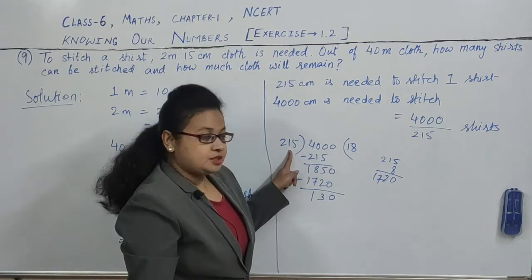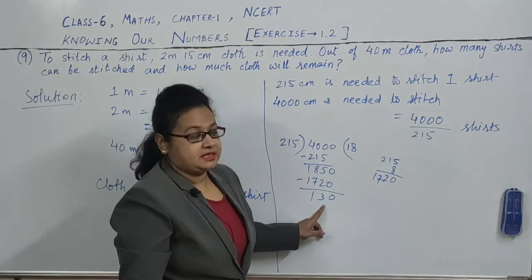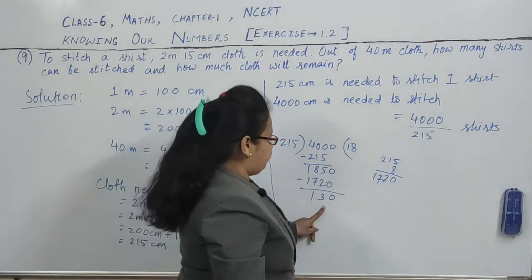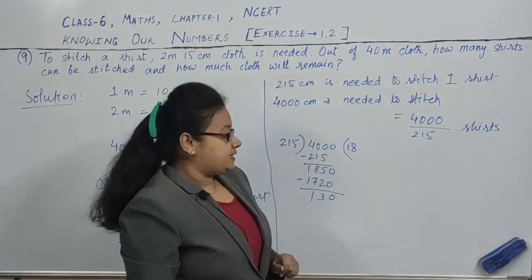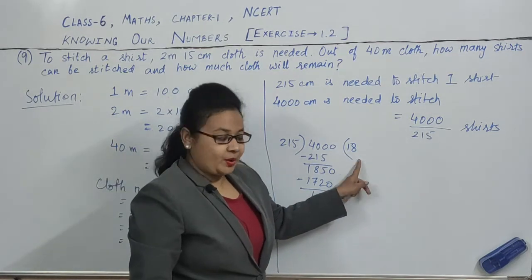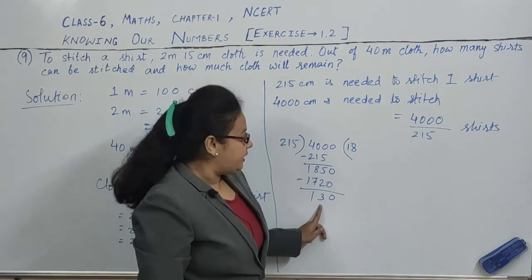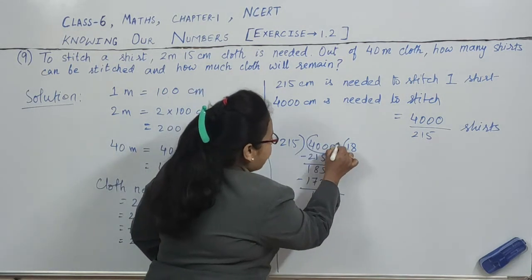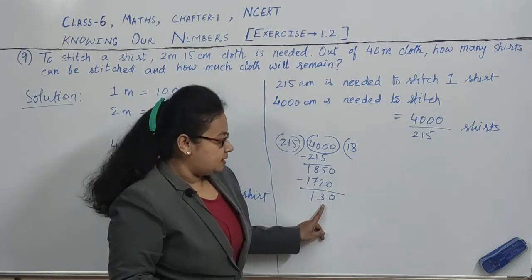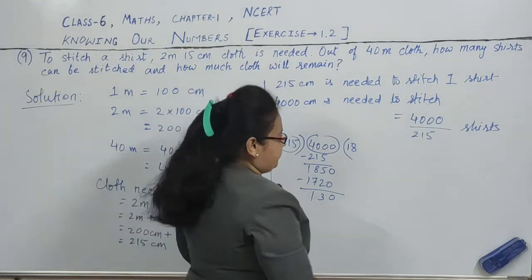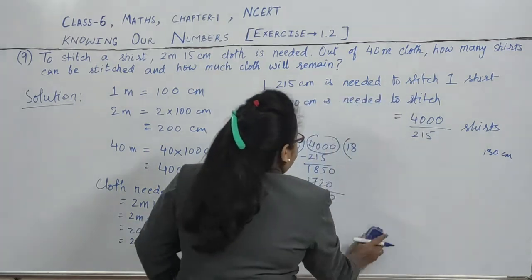This is less than this, so the remainder is this. Now we cannot do any further division because the remainder is smaller than the divisor. Right? So this is the remainder. It means 18 shirts can be stitched. And how much cloth will remain? 130 centimeter cloth will remain, because this 4000 is also in centimeter. So the cloth remaining is 130 centimeter, right? So we will write somewhere that 130 centimeter cloth is remaining.